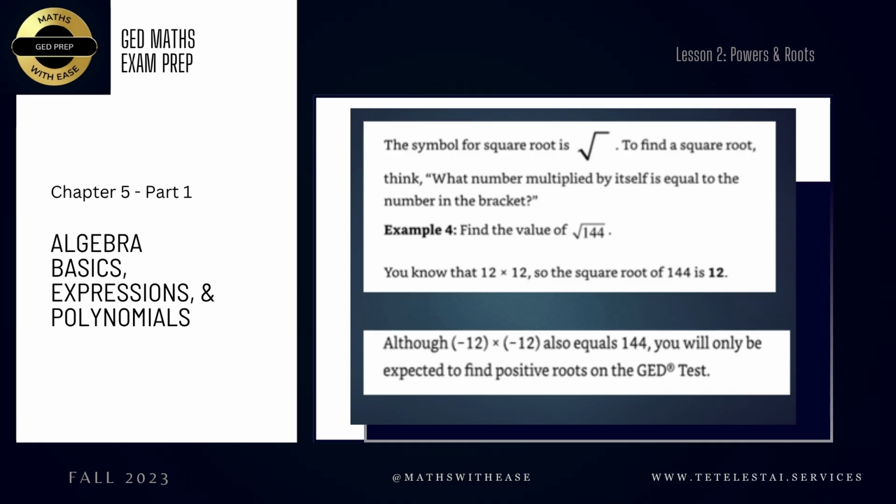So to find a square root, think: what number multiplied by itself is equal to the number in the bracket? As we just discussed. So here, we're told to find the value of the square root of 144. You know that 12 times 12 is 144, so the square root of 144 is 12. Although negative 12 times negative 12 is also equal to 144, you'll only be expected to find positive square roots on the GED test.